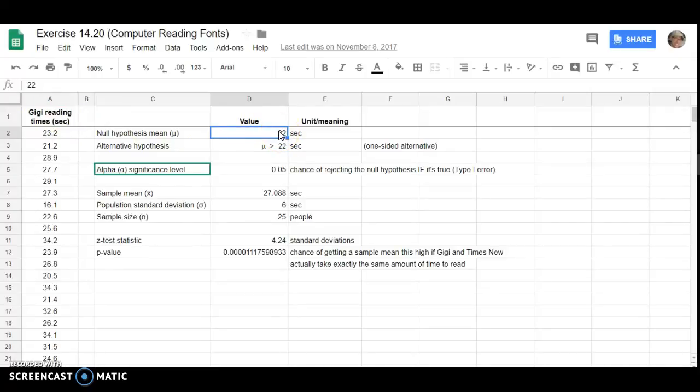And then as we reject that null, we're essentially settling on the alternative hypothesis, which in this case would be that it takes longer to read Gigi font than Times New Roman, or it's going to take an average time that's longer than 22 seconds for reading these paragraphs written in Gigi font.